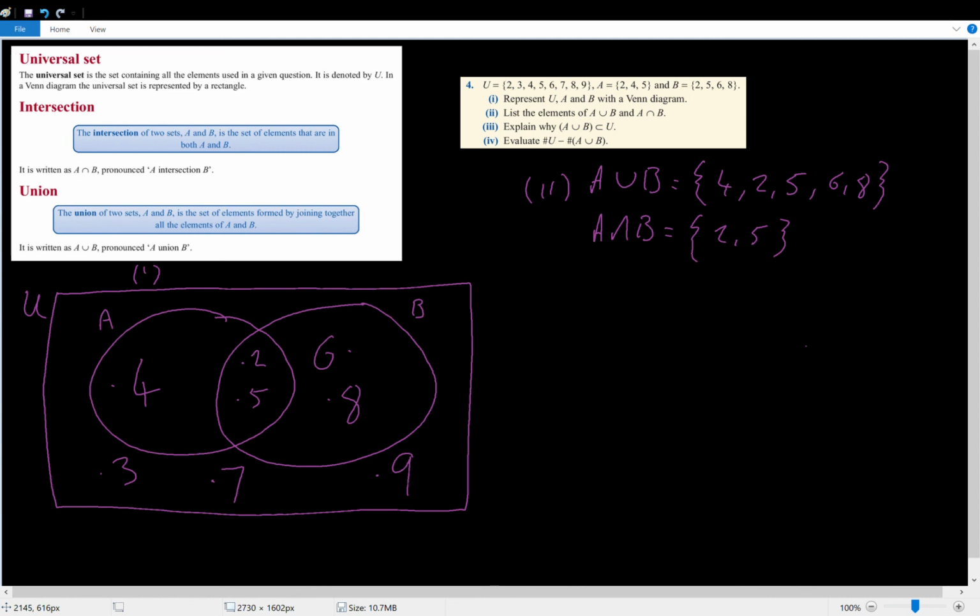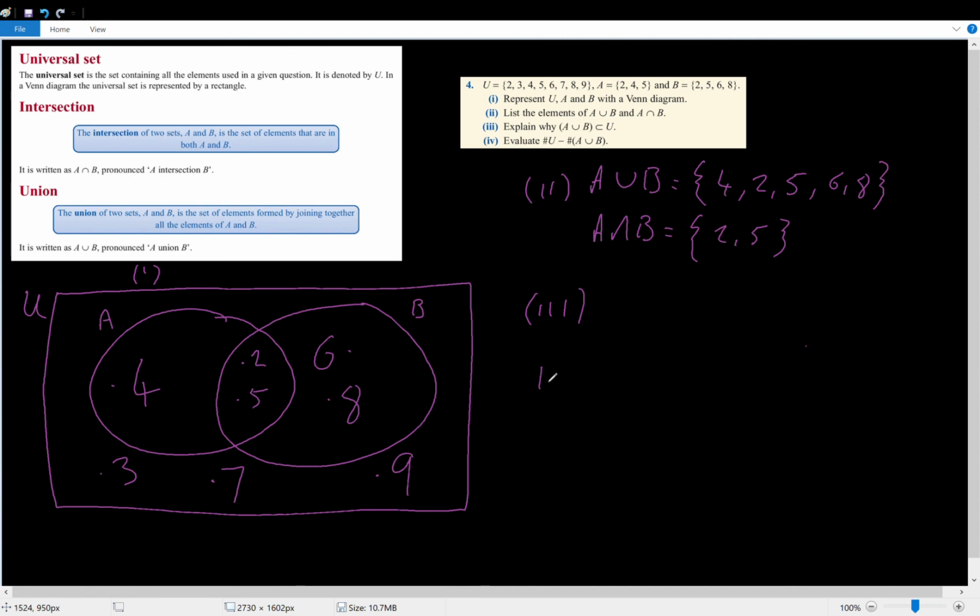For part 3, we're asked to explain why A union B is a subset of U. There's a couple of different ways to explain it, but the easiest is that all of the elements in A union B are also inside set U, which means that A union B is a subset of U. If you look at it over on the diagram, you can also see that A union B is everything contained within the two circles together, and they are inside the rectangle that represents U. So that's another way to look at it.